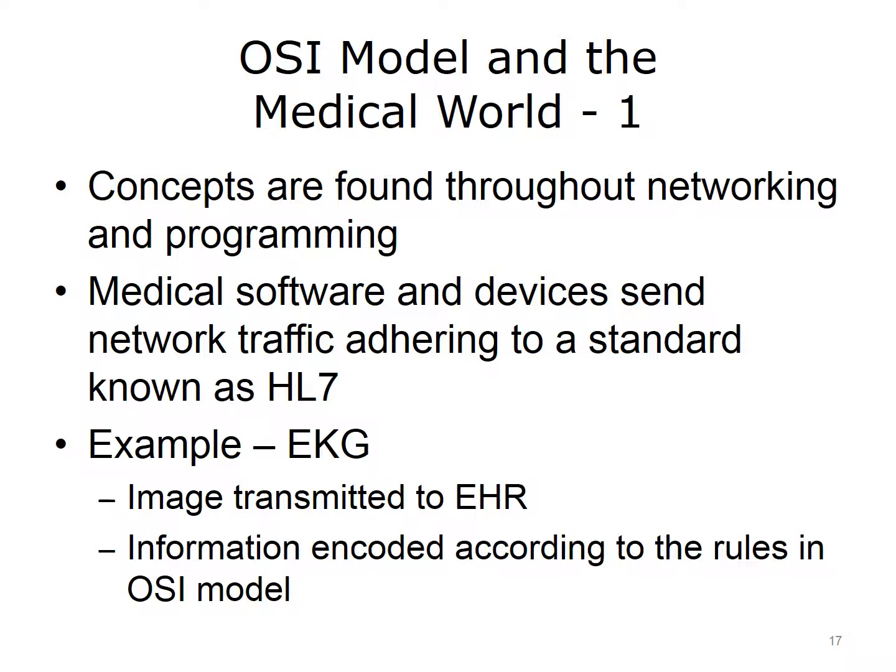An example is an EKG image being transmitted from a machine to the patient's electronic health record, or EHR, encoded in accordance with HL7 rules. In this transaction, the receiving EHR database is informed of the type of image received, the patient record number, equipment identification, supervising clinician, and so on. The information is encoded in this communication according to the rules discussed in the OSI model.